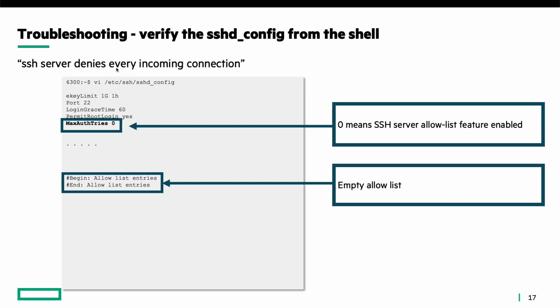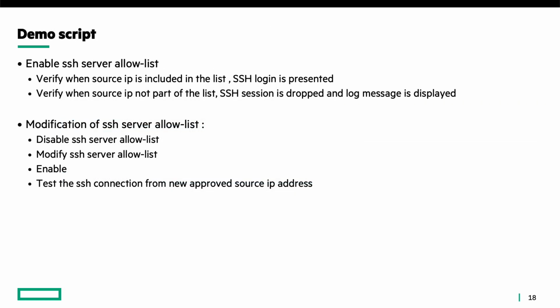Now, the SSH server denies any incoming connection. We are in the situation with a 0 in max authentication twice, so the feature is enabled. But here, when it's enabled, normally it should show the IPv4 and IPv6 entries. Here there is nothing, so the allow list is fully empty. The AOS switch cannot accept any incoming SSH session.